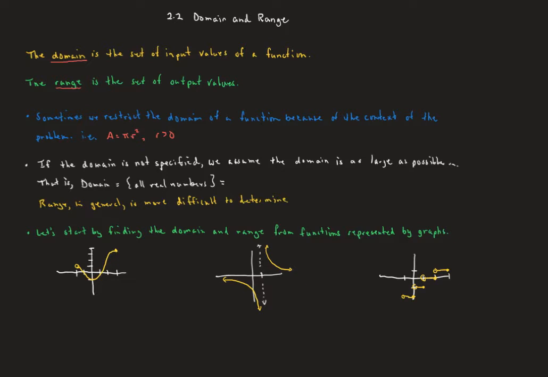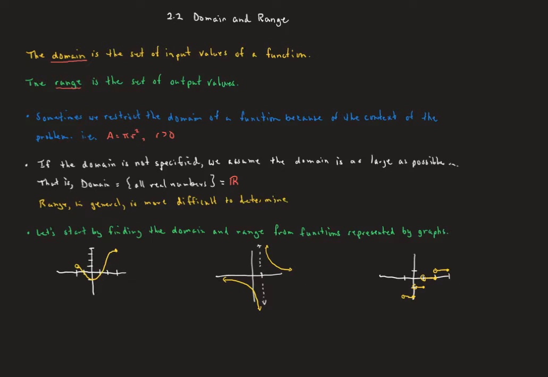So if the domain is not specified, we assume that the domain is going to be as large as possible. So that's all real numbers, which we have a very convenient symbol for. It's a double bar R. So that represents all real numbers, the set of all real numbers. So even without the braces, that is a set. Range in general is a little bit more difficult to determine, so we'll be talking about that down the road a little bit. But let's look at these examples here.